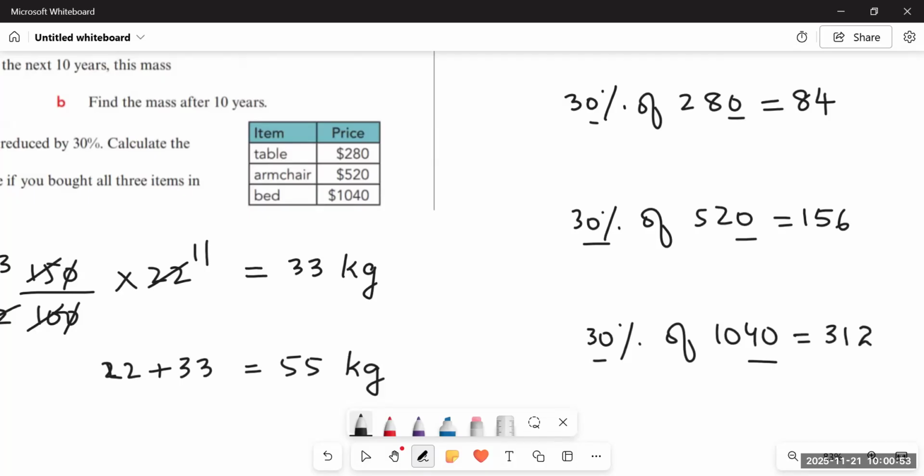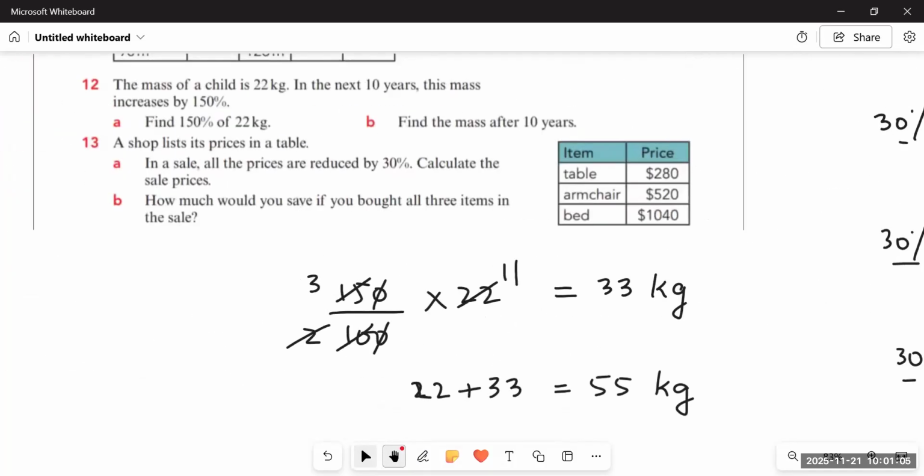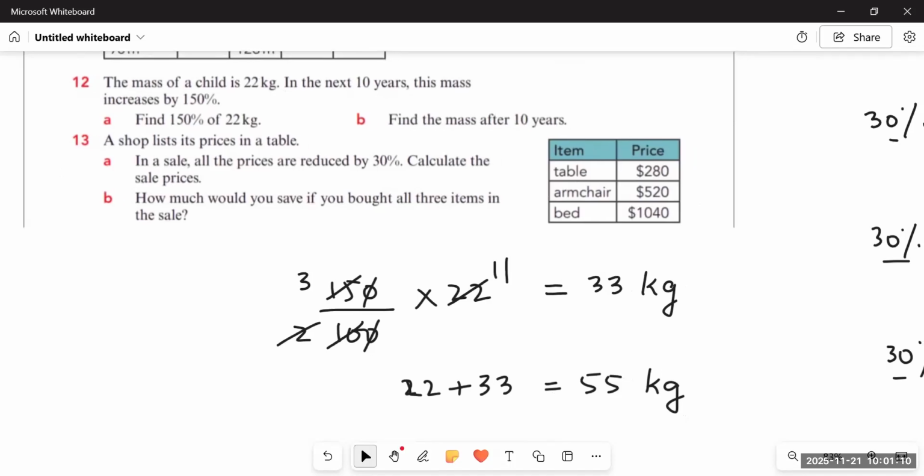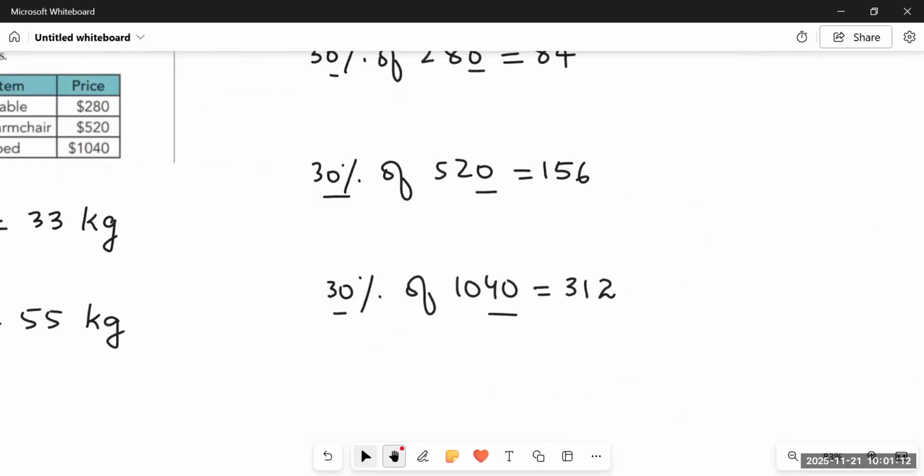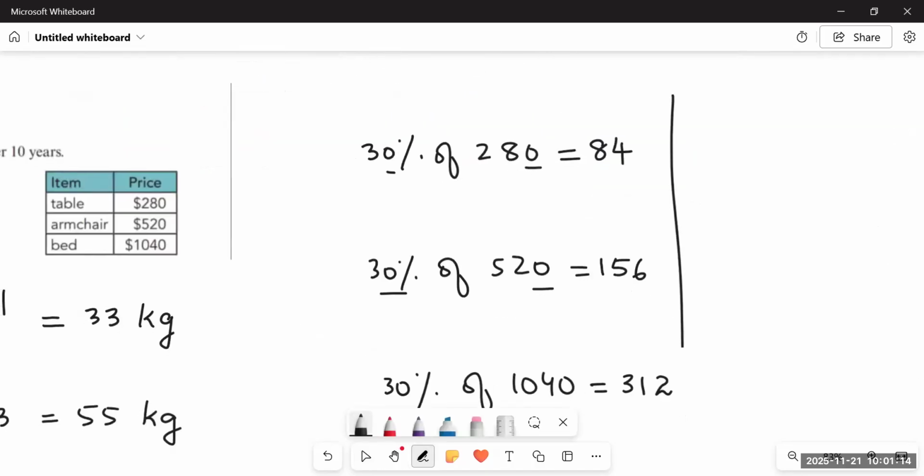Which is $312. So the prices will reduce by $84 for the table, $156 for the armchair, and $312 for the bed. So they're not asking us how much the price will be reduced. They're saying calculate the sales prices. So what would be the sale price after these reductions? We have to do one more step. For this, what will we do?